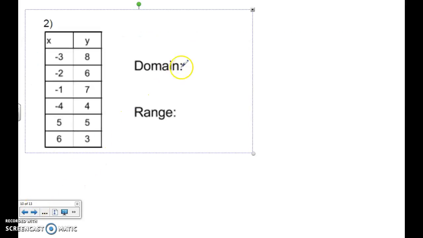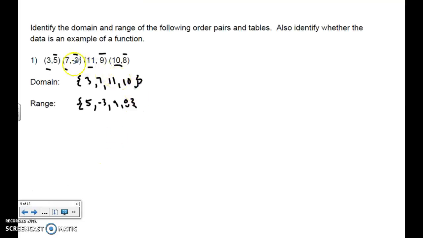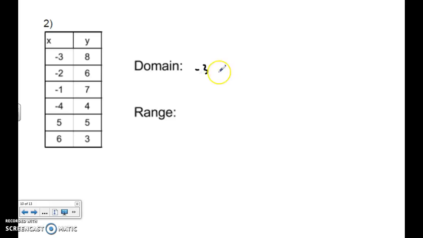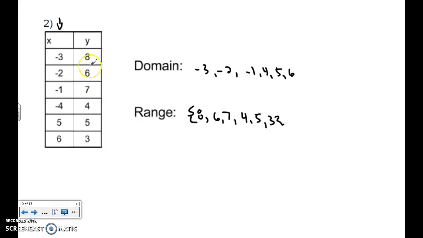Let's look at this next table right here. Was this a function? Did each x have one y? Remember, that's what we talked about. It is a function. All right, let's look at this next one here. So I have -3, -2, -1, 4, 5, and 6 is all of my domain, all of my x. The range would be 8, 6, 7, 4, 5, and 3. All the y values. Now, is this a function? Does each x have one y? Yes, so it's a function.